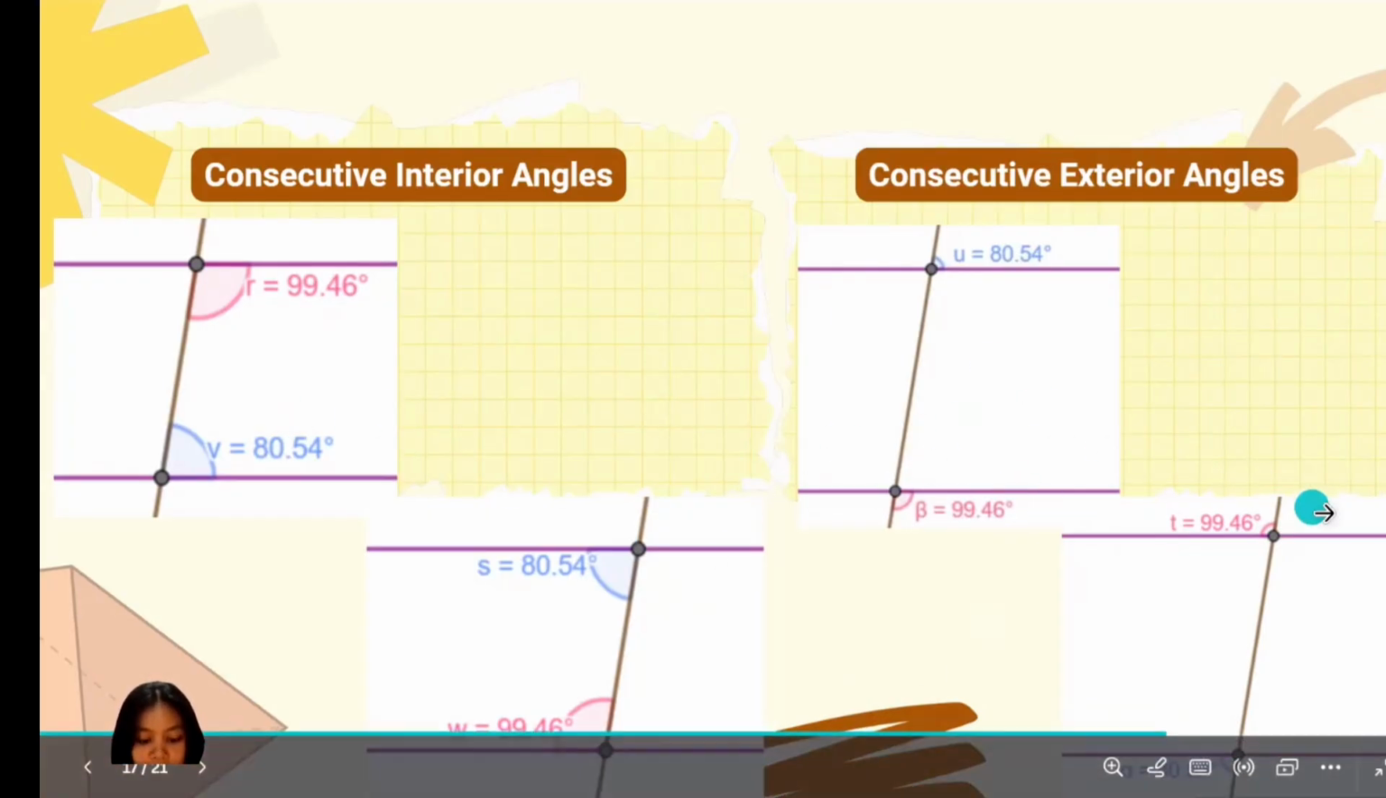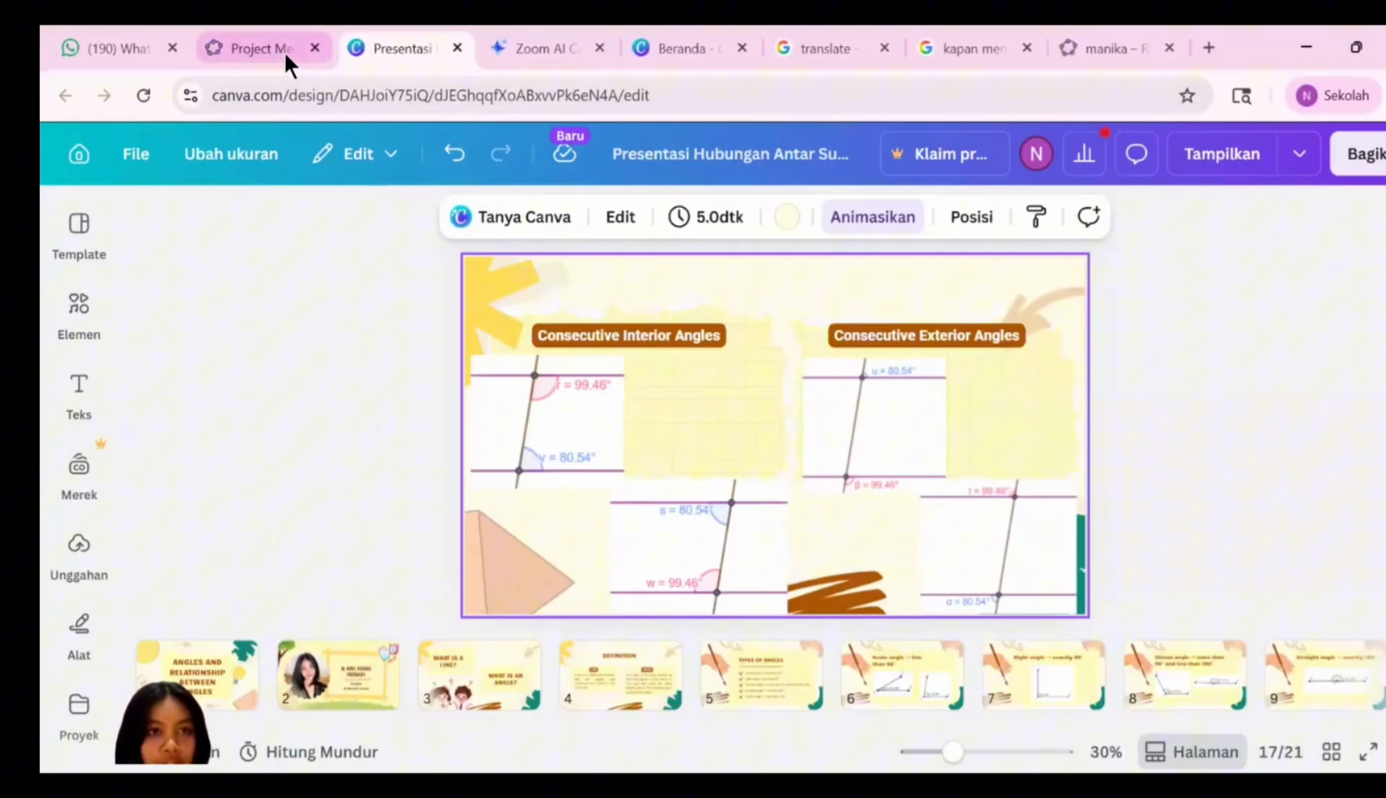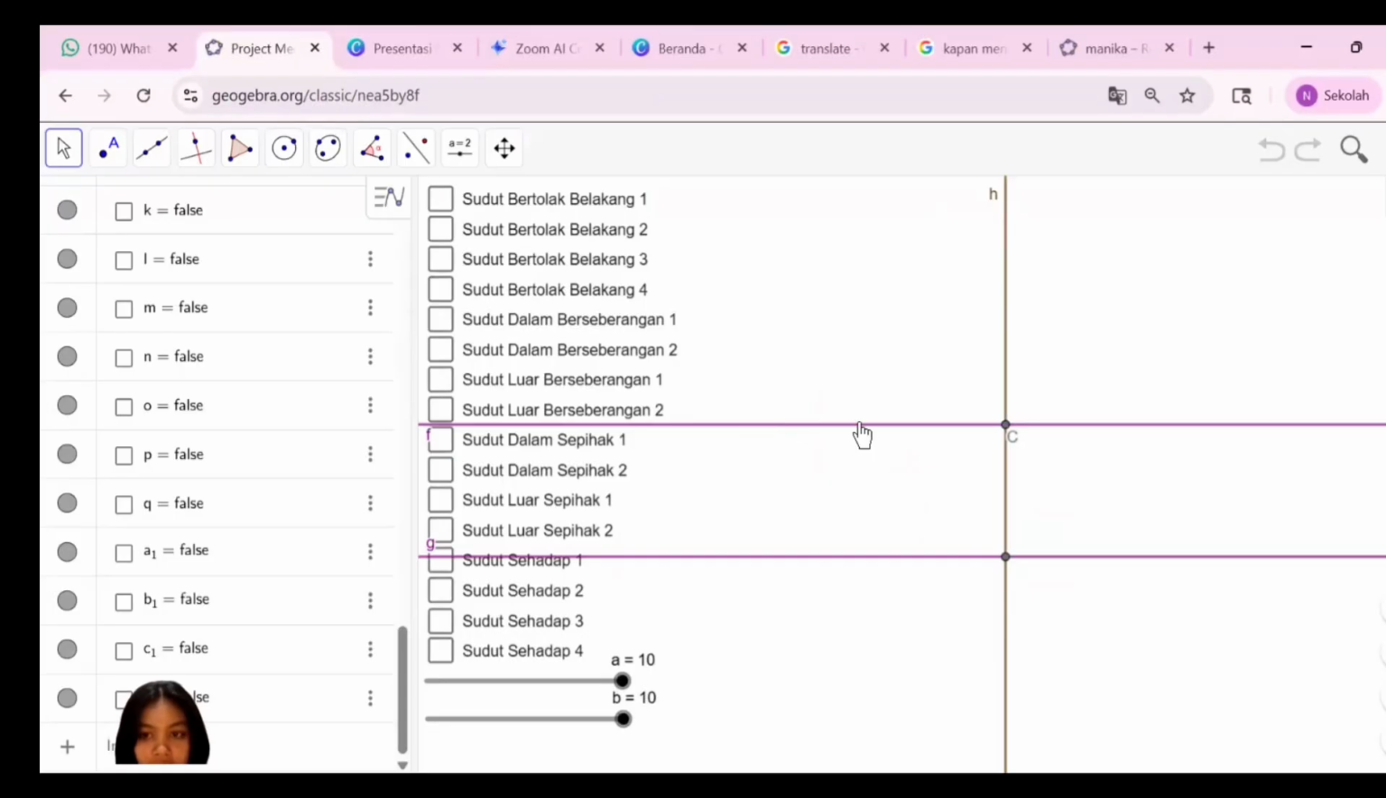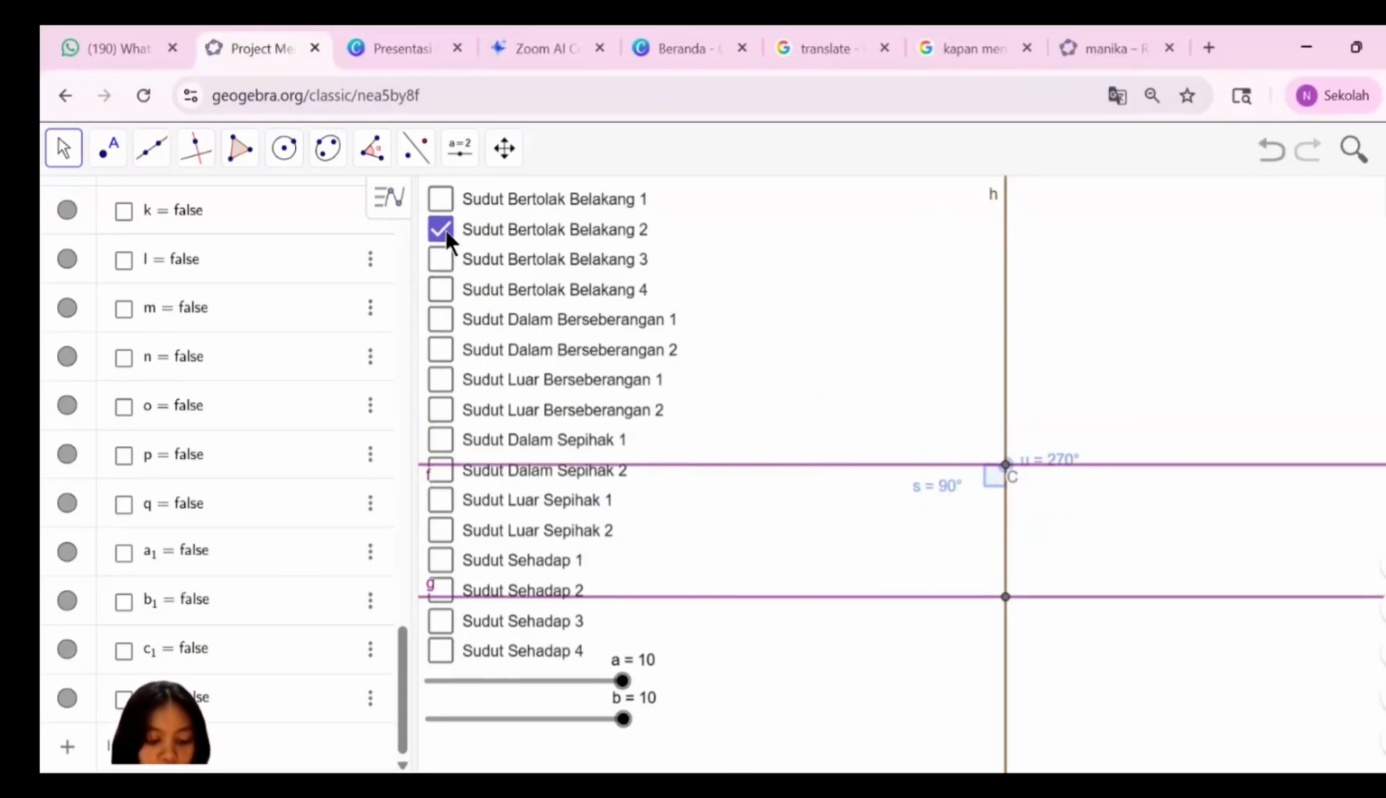I have a media for your learning. You can use this learning tool to visualize and see the relationship between angles. Simply click the checkbox for the angles you want to view.